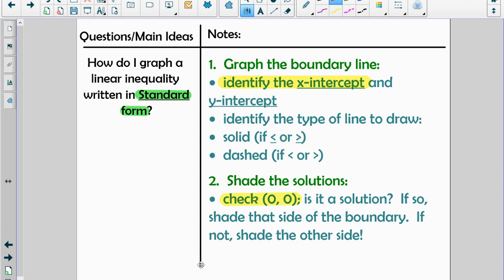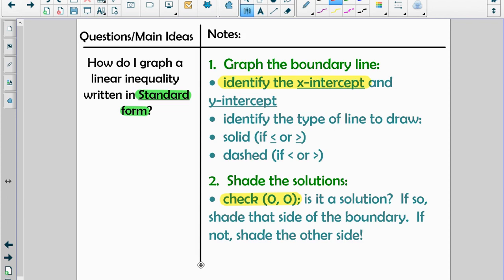First thing we want to do is graph the boundary line, and to do that, we identify the x-intercept and the y-intercept, just like we did with graphing standard form equations. It's a couple of simple, quick divisions to find those x-intercepts and y-intercepts. We'll review that with some examples.